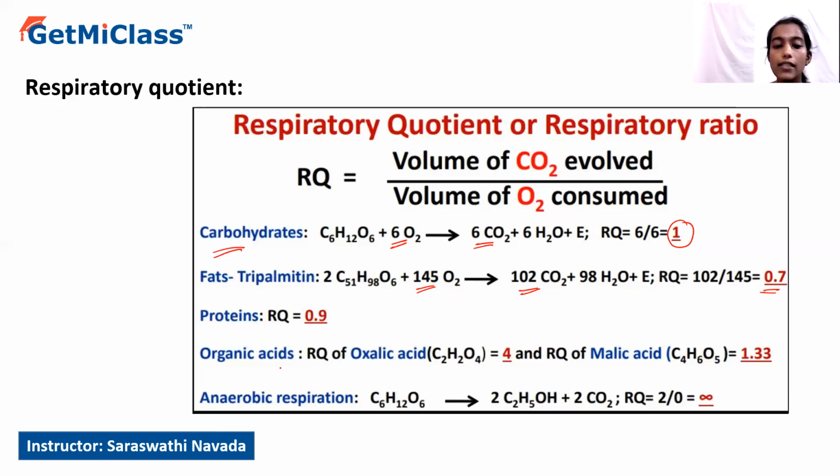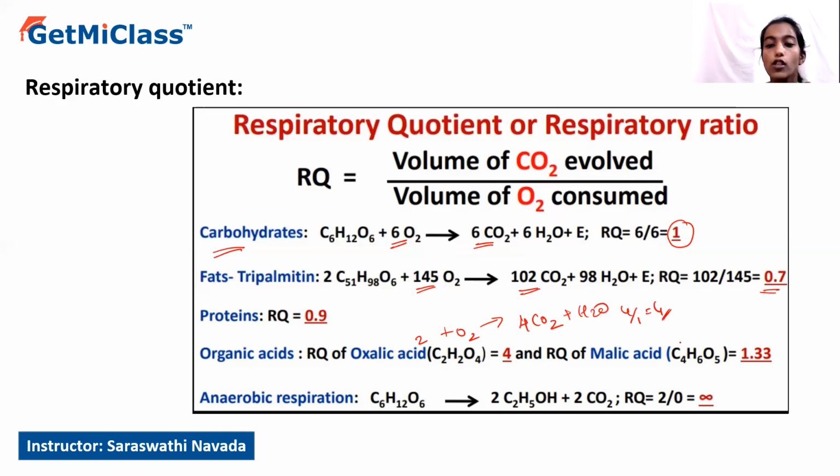Whereas considering the respiratory quotient for organic acids, such as oxalic acid, which is a 2-carbon organic acid: 2 molecules of oxalic acid will be oxidized in the presence of 1 molecule of oxygen, giving rise to 4 molecules of carbon dioxide as well as water. So hence here, if we calculate the respiratory quotient, it will be 4 by 1, that is 4.